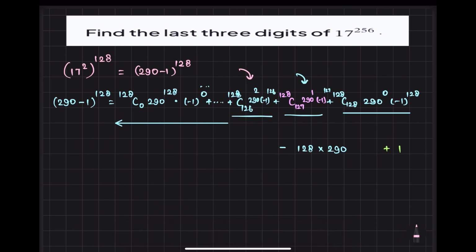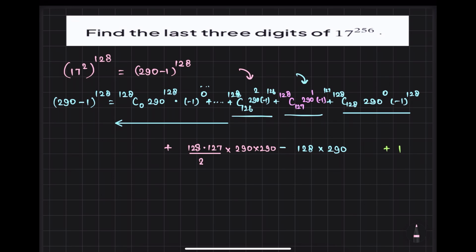This element I am talking about. So it is 128 C 126. So can I write 128 factorial, meaning 128 into 127 into 126 factorial. So 126 factorial, 126 factorial gone. You will be having 2, and then 290 square, meaning 290 into 290. Okay, and then minus 1 to the power even number, so it is plus. Okay, so this is the thing we got.